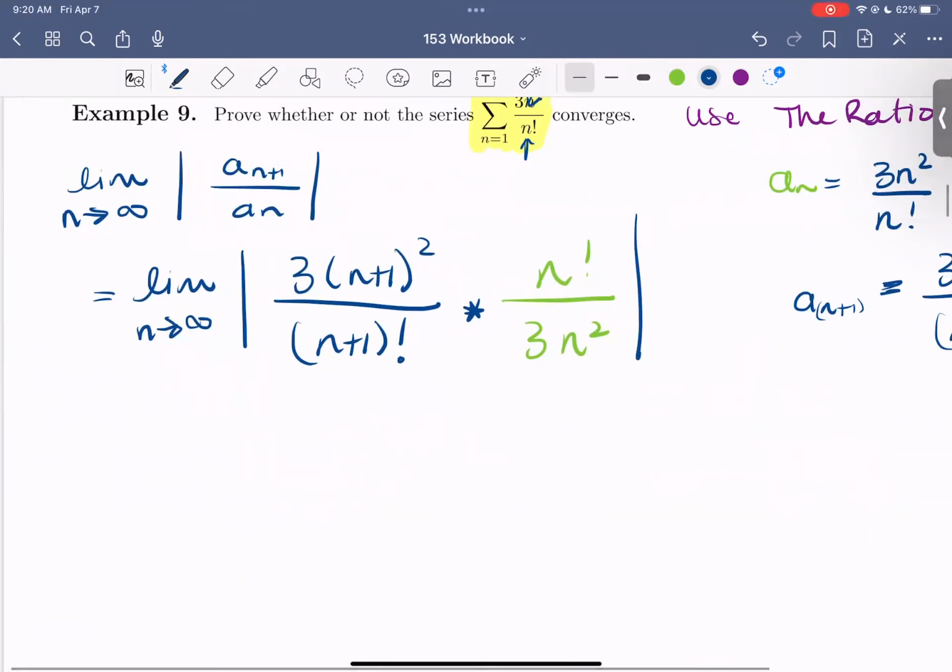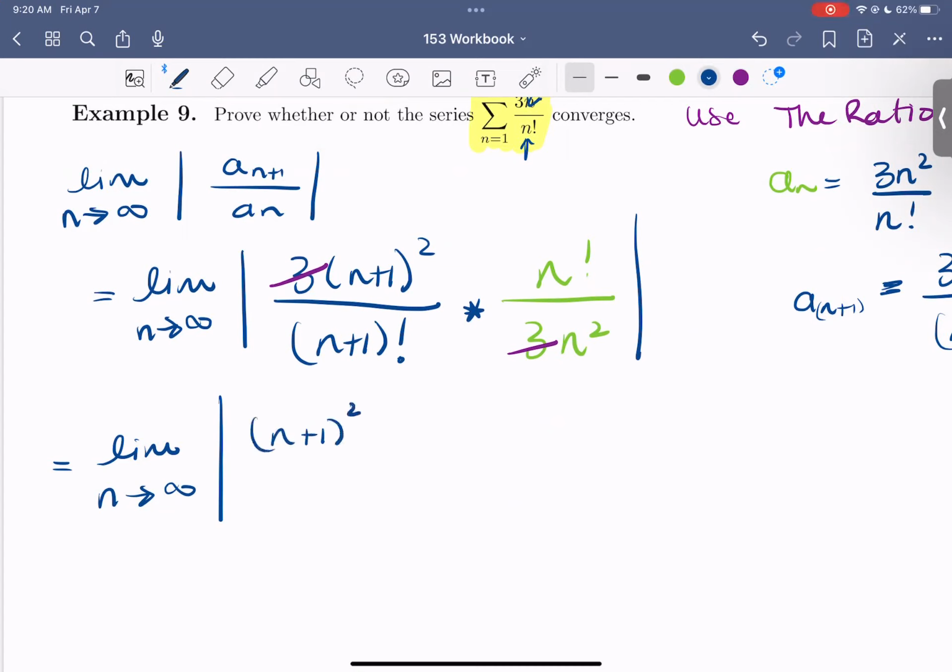Or expand it out. So this is equal to the limit as n goes to infinity of what? So we still have 3. Actually, I can remove that 3. So the 3's cancel out because we're just multiplying in the numerator and denominator. So then we have n plus 1 squared times n factorial.